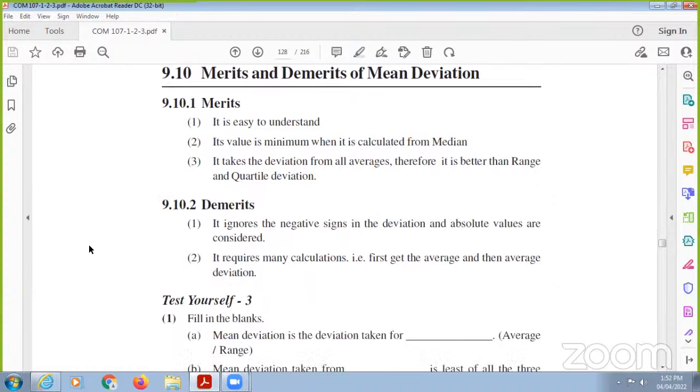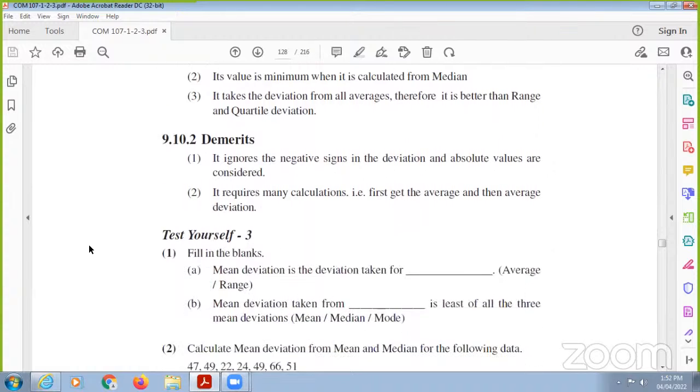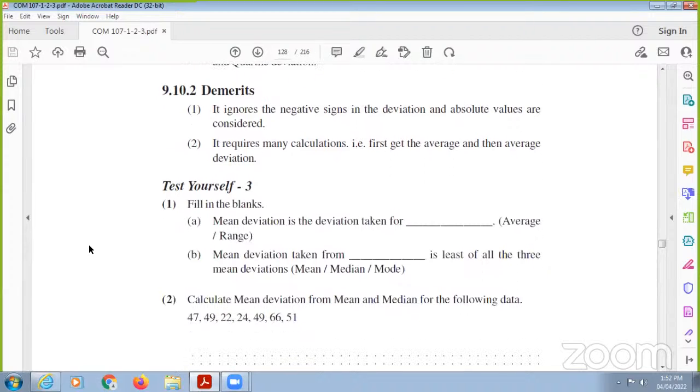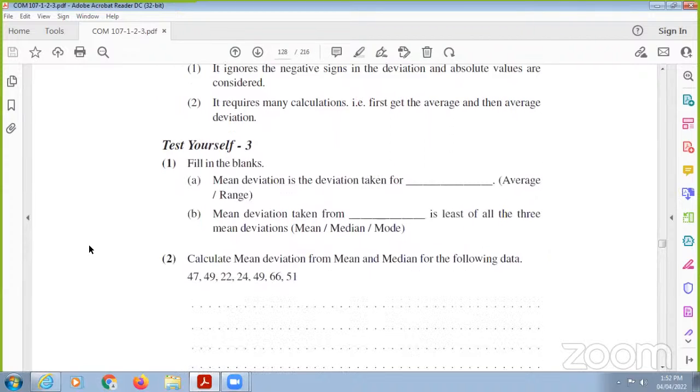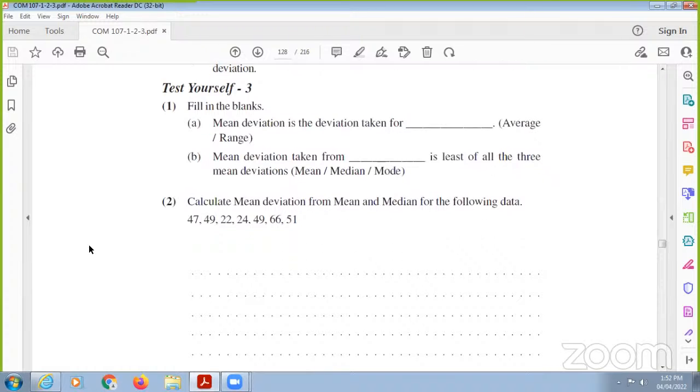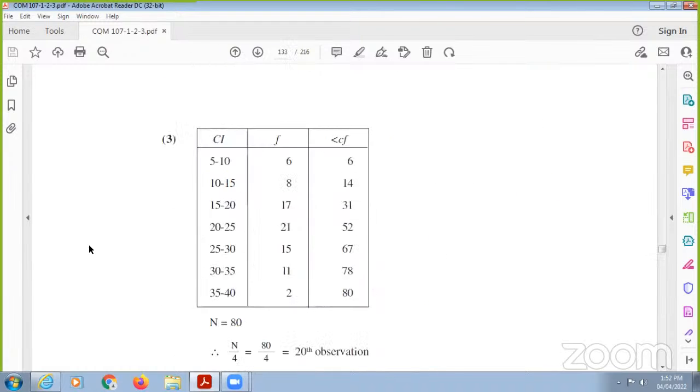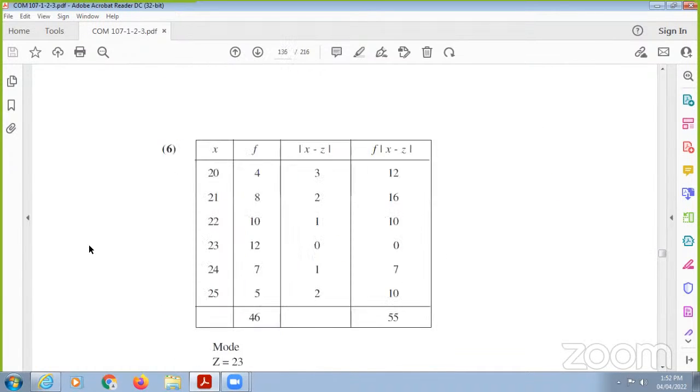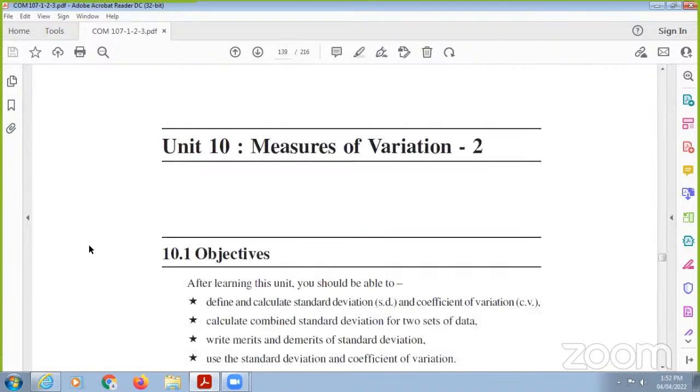There are some test problems for you, some fill in the blanks, then calculate mean deviation from mean and median also. Then there are some summary and examples also given here.